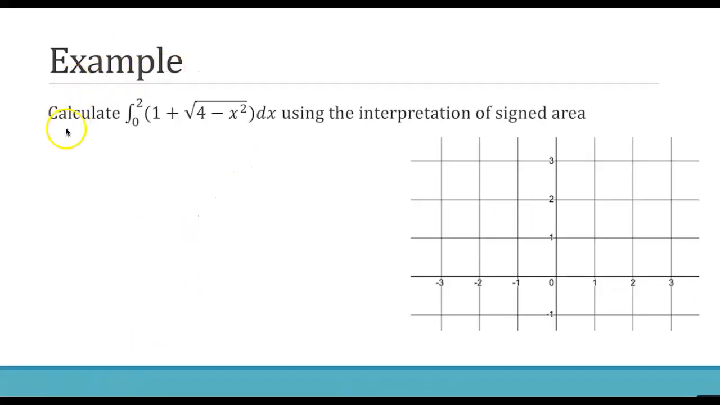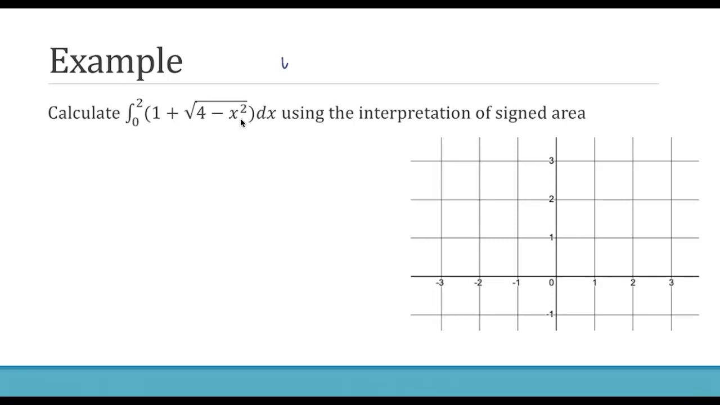In this example, we want to calculate the integral from 0 to 2 of the quantity 1 plus the square root of 4 minus x squared dx using the interpretation of signed area. On this one, we want to remember that the square root of 4 minus x squared is a special graph. It's the graph of a semicircle.